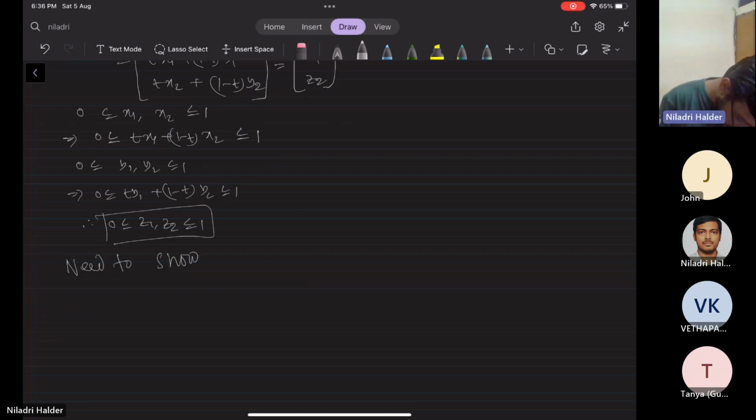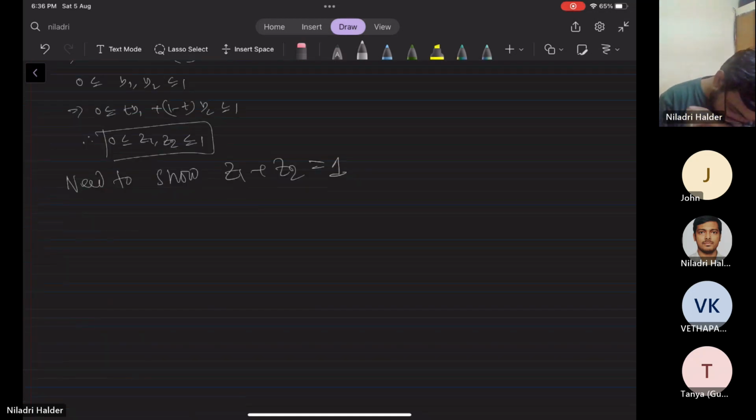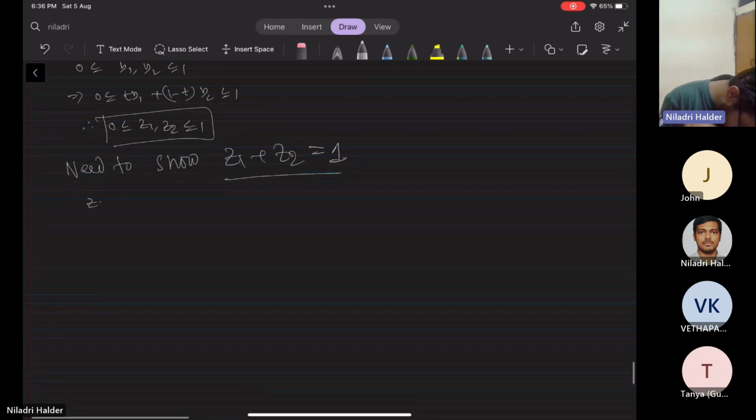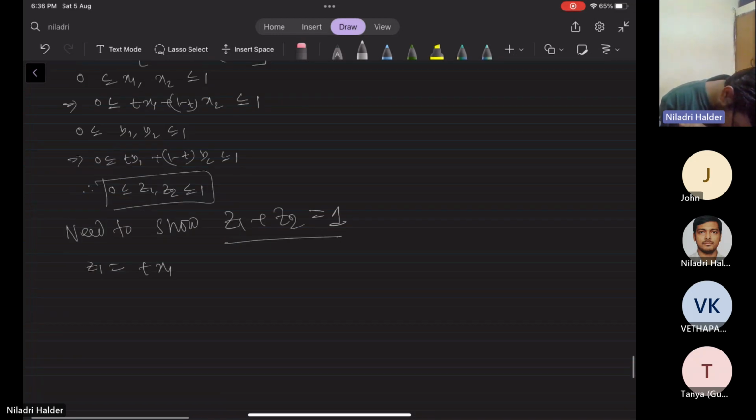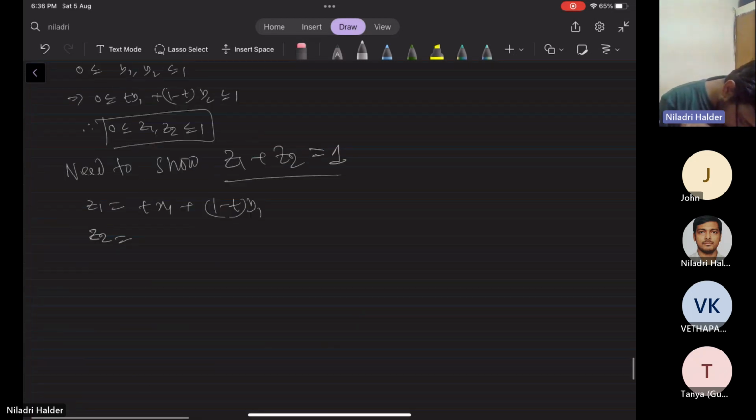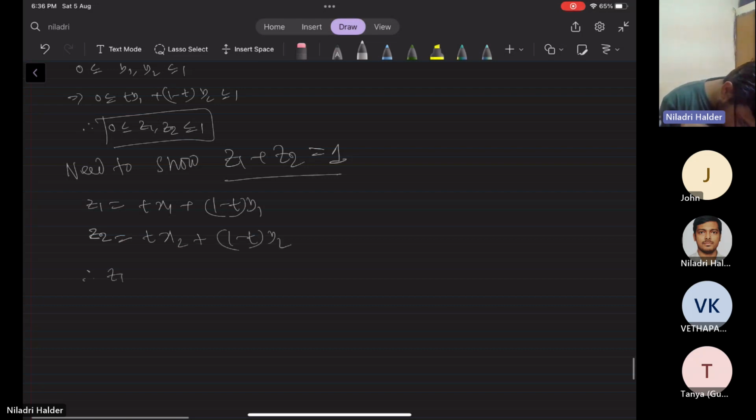So need to show z1 plus z2 equals 1. Now z1 equals tx1 plus (1 minus t)y1, and z2 equals tx2 plus (1 minus t)y2. So z1 plus z2 equals t(x1 plus x2) plus (1 minus t)(y1 plus y2).